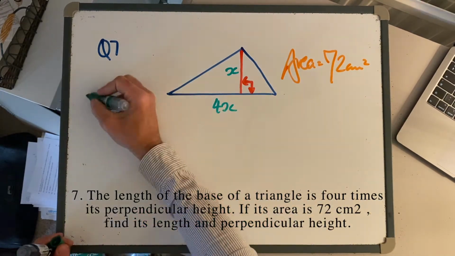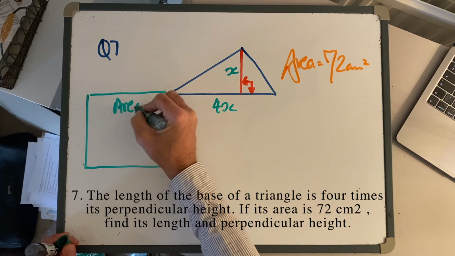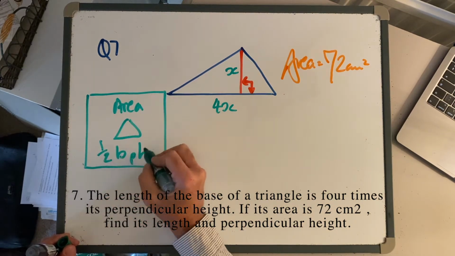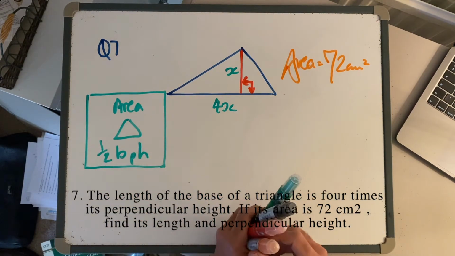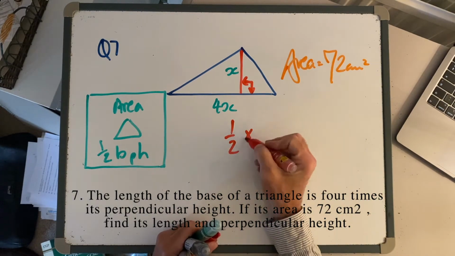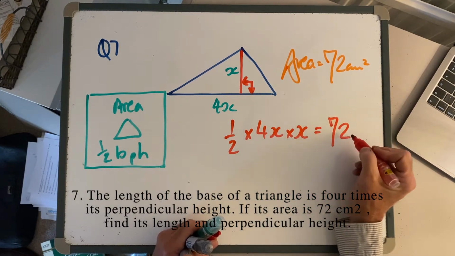That's area of a triangle, so we need to remember our green box, area of triangle. Hopefully you should remember this, the half base times perpendicular height. Okay, you need to remember this stuff. So let's go through it. It's a half times the base times the perpendicular height, and we're told that this equals 72 centimetres squared.